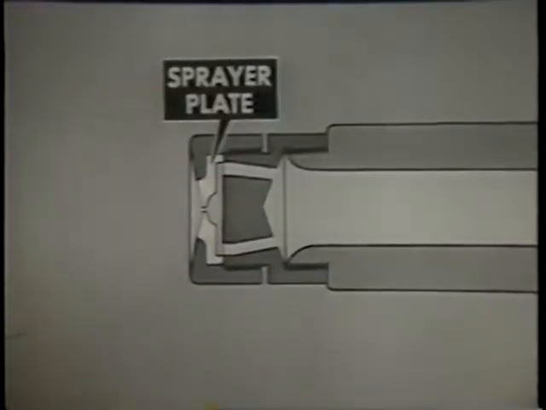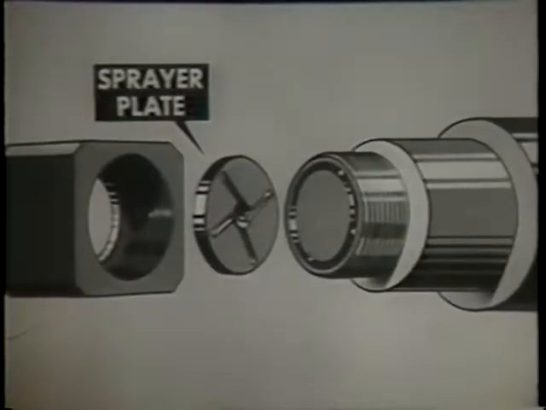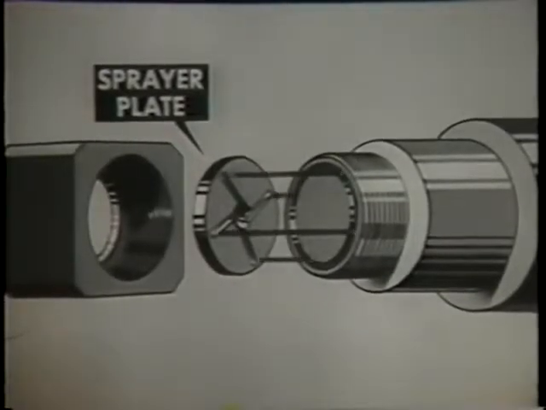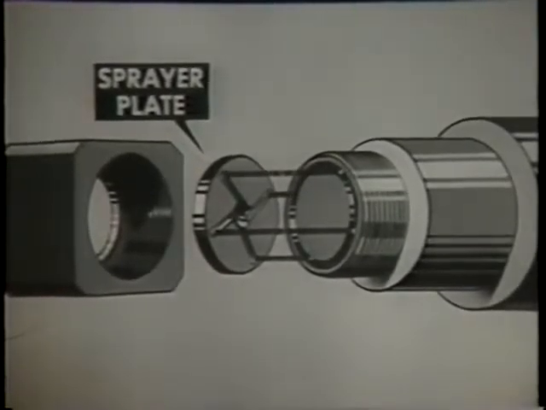Now let's see the action of the sprayer plate in more detail in an exploded view. You can see how the oil passages in the atomizer nozzle guide the oil into the slots of the sprayer plate, how the slots give the oil a very rapid whirling motion in the whirling chamber, and how the whirling oil emerges from the sprayer plate orifice or opening as a hollow cone of mist-like oil particles.